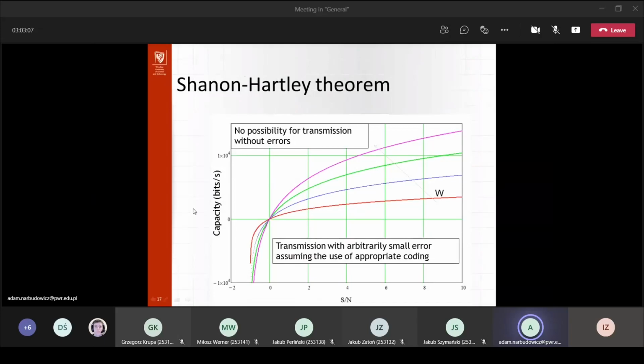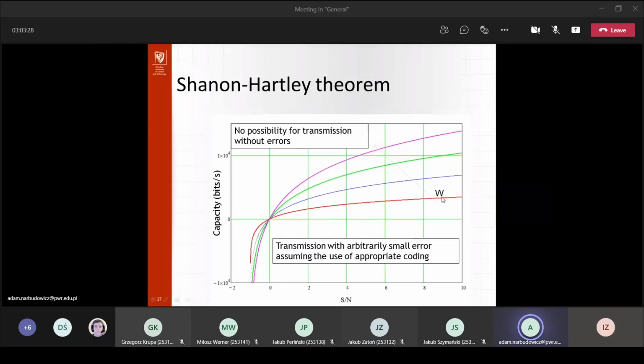Okay, now what you can see here is nothing more or less than just the previous equation. So we have the channel capacity in bits per second here, and this is plotted against the signal-to-noise ratio, which is on the horizontal axis, and there are some bandwidth values color coded.